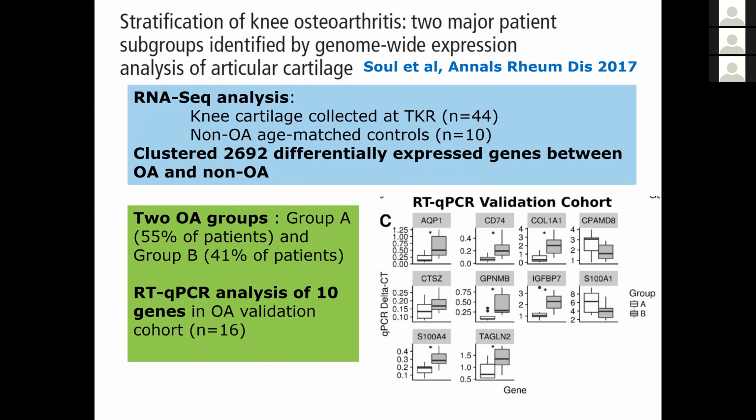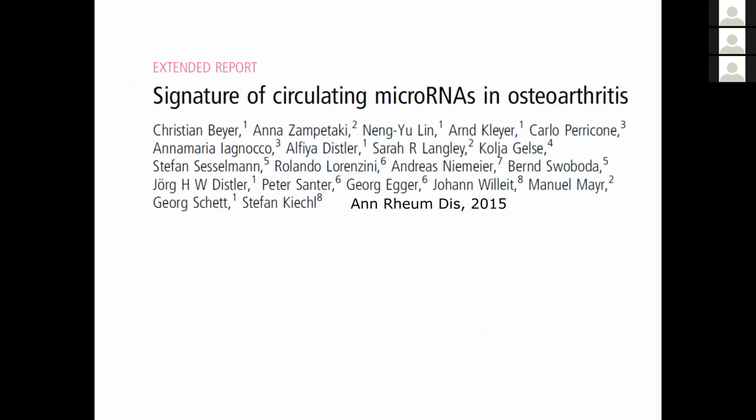So I'm not going to go through all the different genes that were differentially regulated between the 2 groups. But just basically to summarize, they found using RNA-seq 2 groups of people with osteoarthritis based on a differential in gene expression. MicroRNAs are an epigenetic regulator of gene expression, and these can be found in the circulation. And these are being used to try to define different people with osteoarthritis.